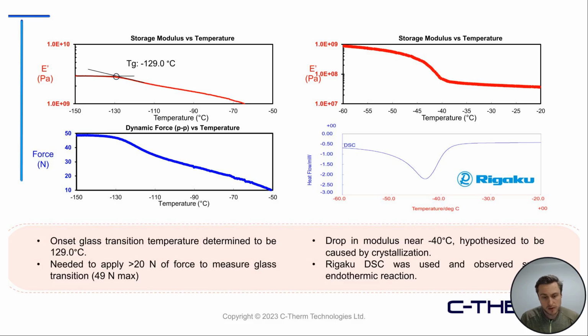And then one thing we did recently add to our discussion was analyzing that crystallization point at negative 40, where we hypothesized that it would be due to crystallization based on a literature search. We also tested this material on our Rigaku DSC Vesta, which we're also a proud distributor of. And we observed a small endothermic reaction, which helps support our argument that it looked like crystallization was happening at this temperature.